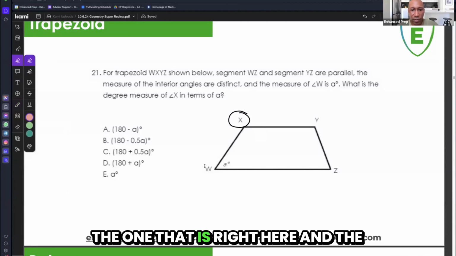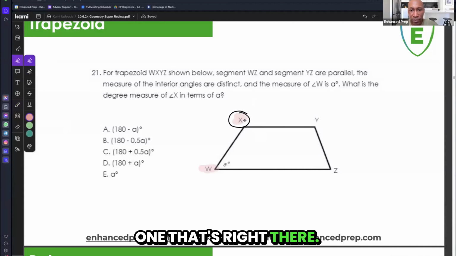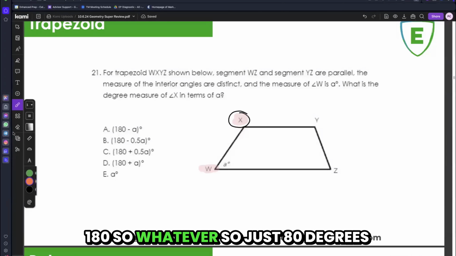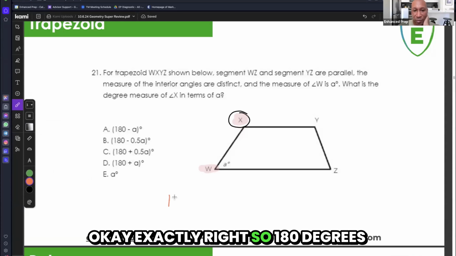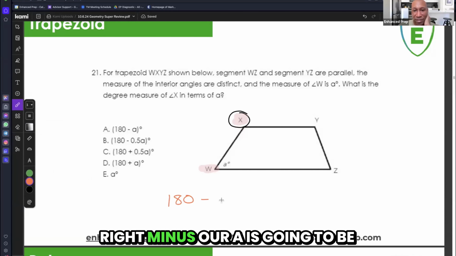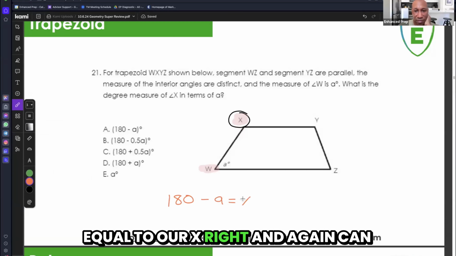What do we say about these two angles? The one that is right here and the one that's right there. They equal 180. So just 180 degrees minus A degrees equals X. Okay, exactly right. So 180 degrees minus our A is going to be equal to our X, right?